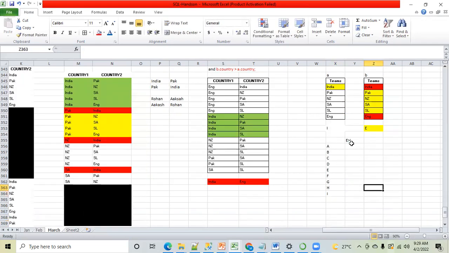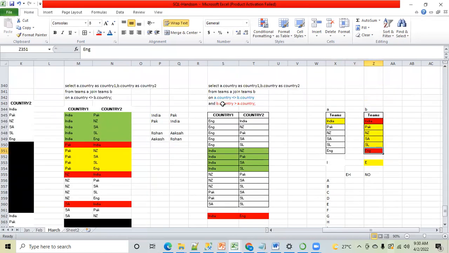Now, is E greater than I? Yes or no? No. No, correct. This is very simple, guys. So E is not greater than I. You can see I is greater than E. So it means England is not greater than India. So that is why this condition failed. And that's why you have not got this output.